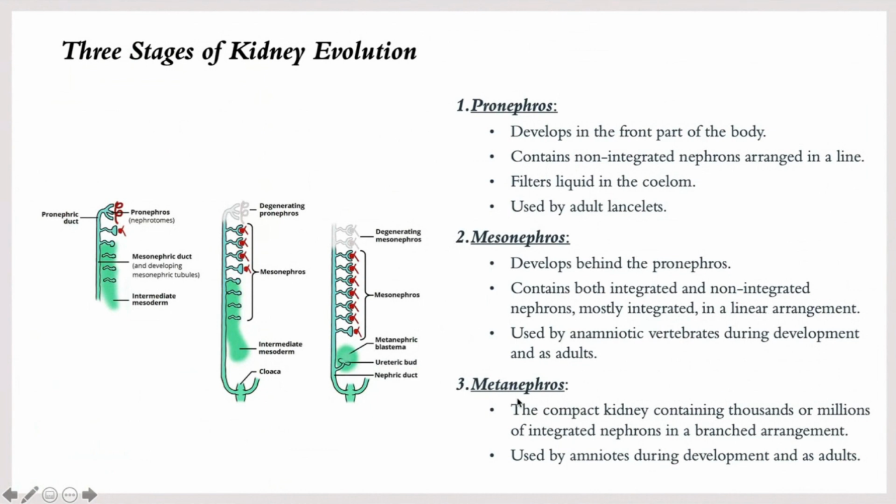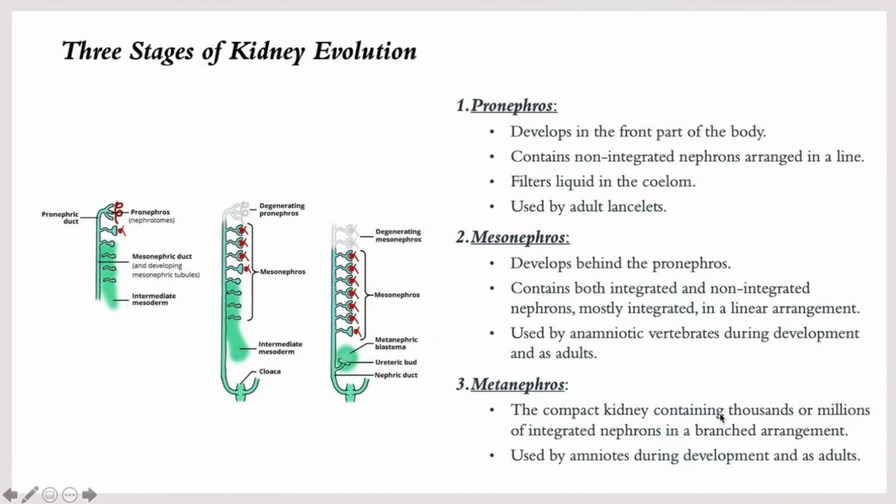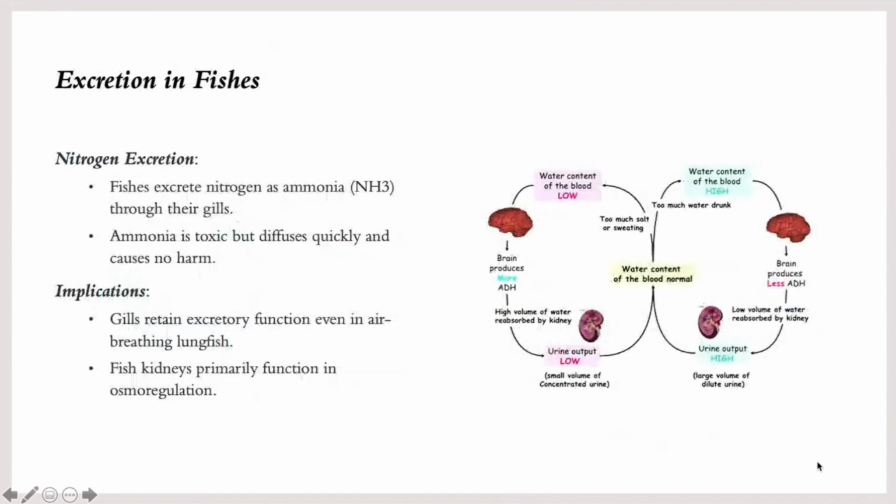Then we have the metanephros, and this would be now the compact kidney that would now have thousands or millions of integrated nephrons, in a branched arrangement. So we'd have a lot of nephrons within these kidneys. And these metanephros are now used by amniotes, which are, of course, the mammals, reptiles, birds, and it's basically developed more as they become adults.